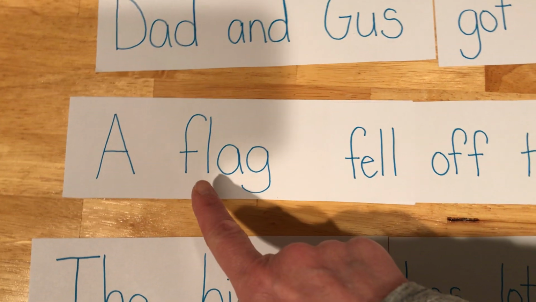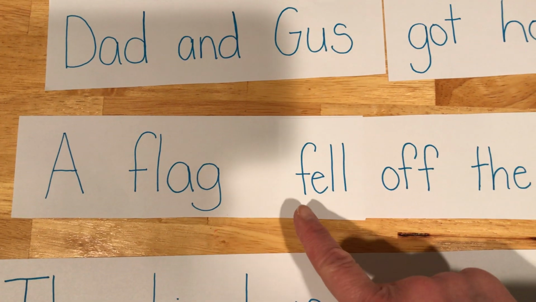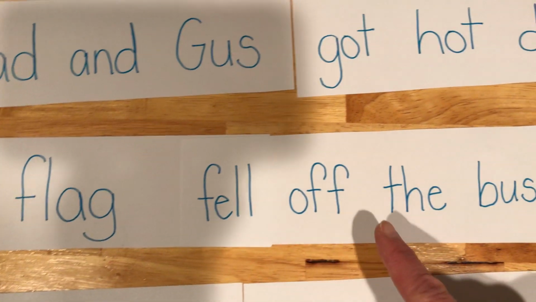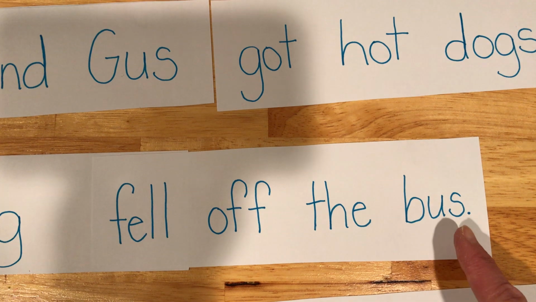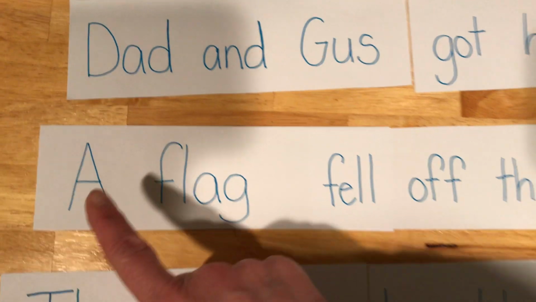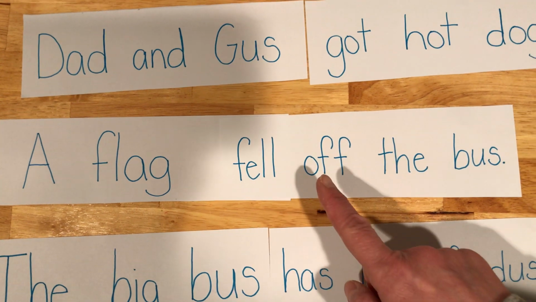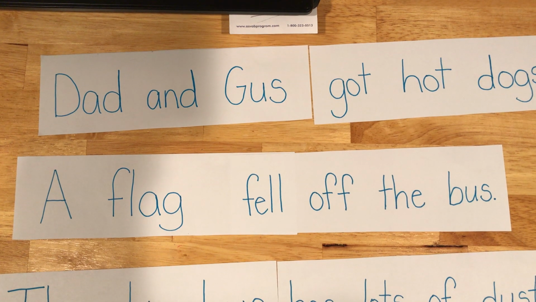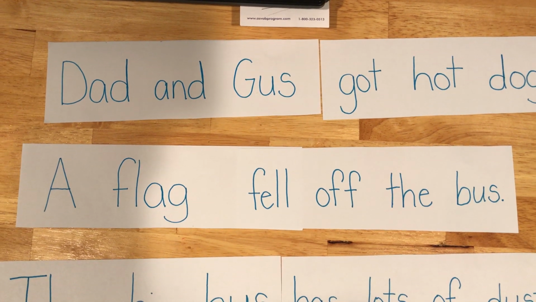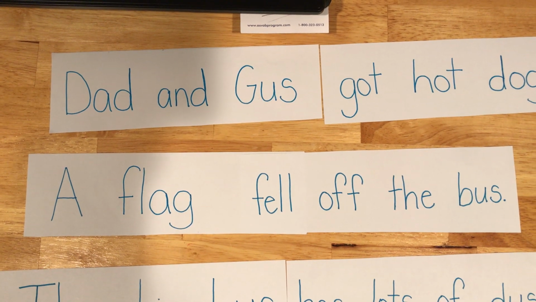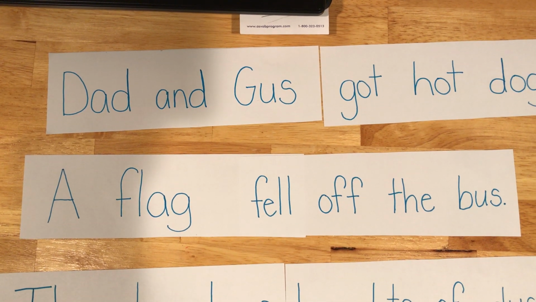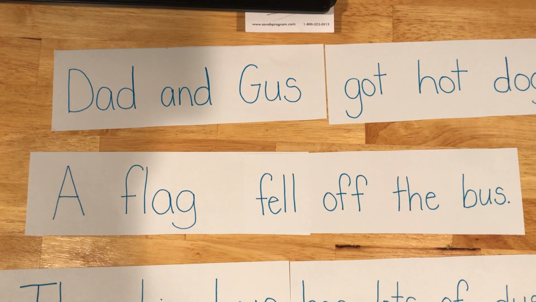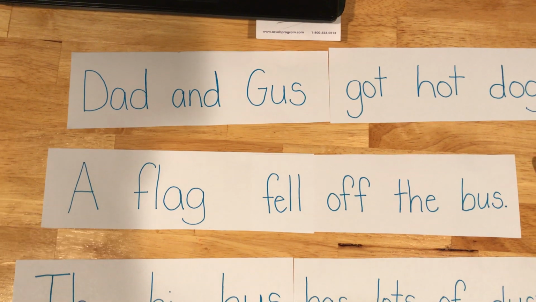All right, let's do some reading. A flag fell off the bus. What's the naming part? Right, a flag. That's what we're talking about. And what about the flag? What is it going to tell us in this sentence? Good. It fell off the bus. Very good. We have 3 complete sentences.